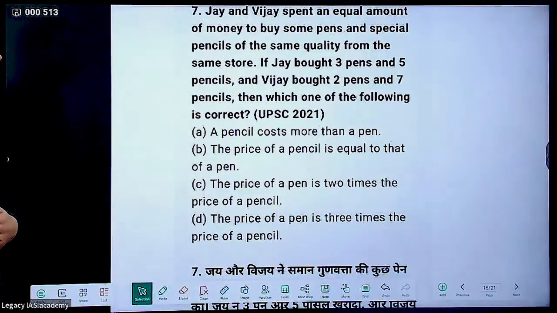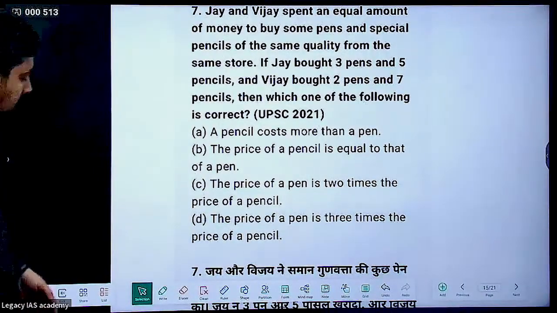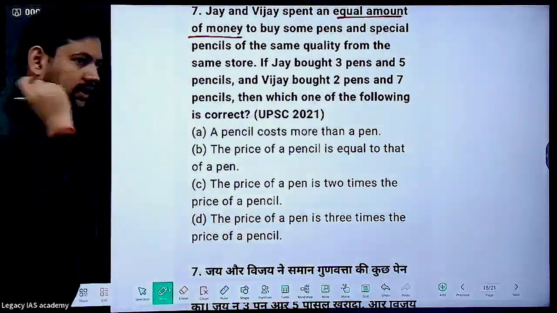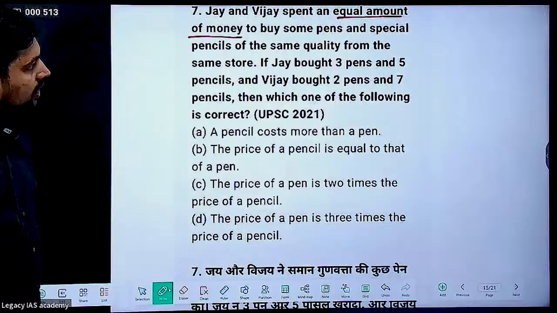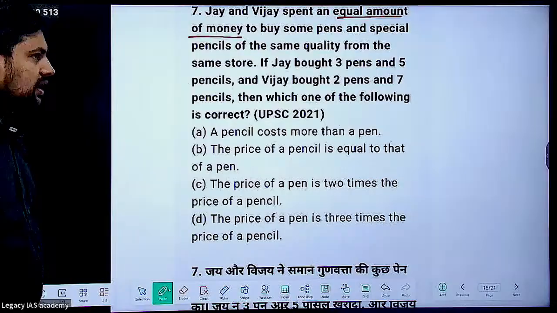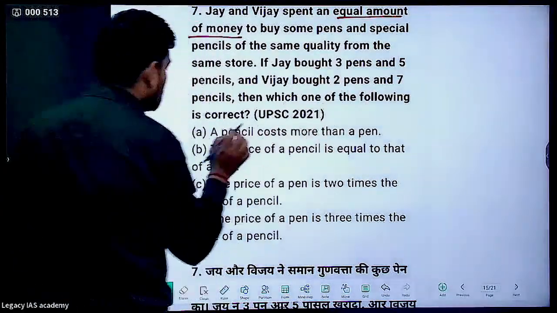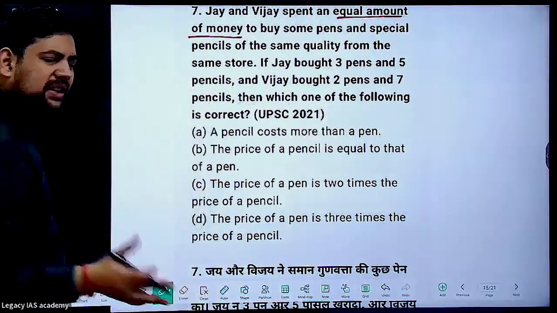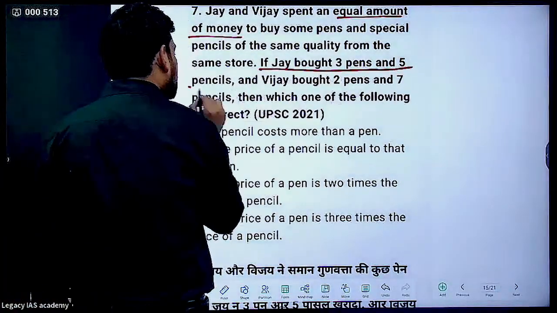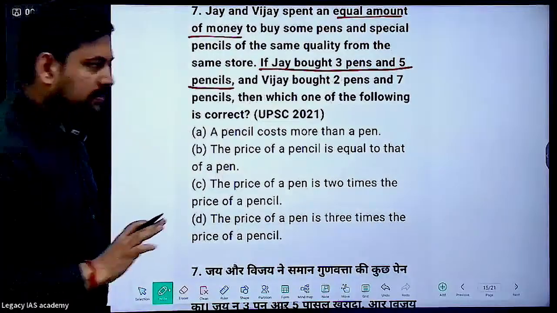It says Jay and Vijay spent an equal amount of money. That means expenditure is same. Equal amount of money. Okay. Now, to buy some pens and some special pencils of same quality, same store, everything. Now, read the first statement. Ultimately, what you have to find is which of them is correct. So, some relation is being asked. So, if Jay bought 3 pens and 5 pencils, expenditure is same.